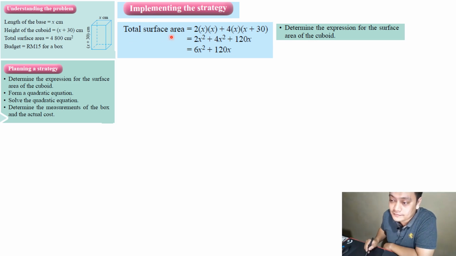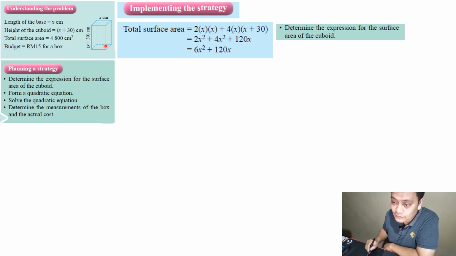See here, 2 times x times x, because the cuboid has a square base. A square base, see here, the length of the base is x cm, so that means here also x, this one also x cm. So the area for the base is x times x. But remember, for a cuboid we have 2 squares here, so 2 times x times x.